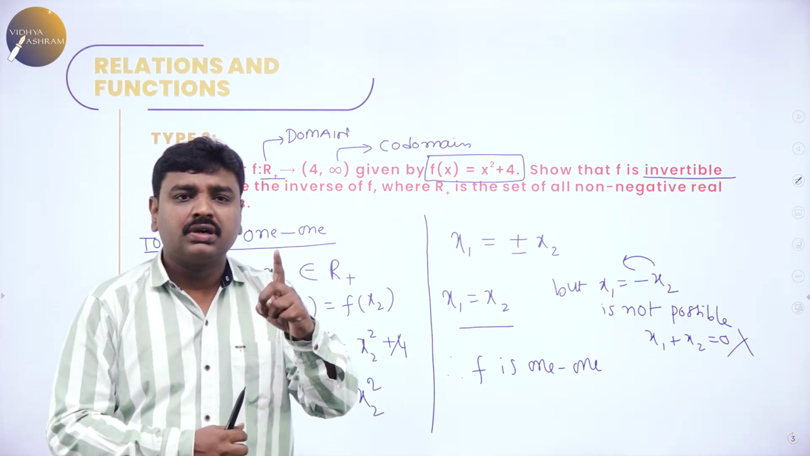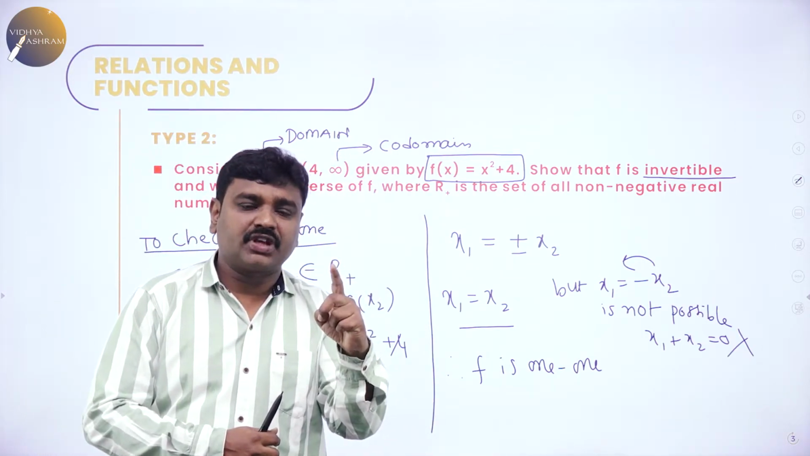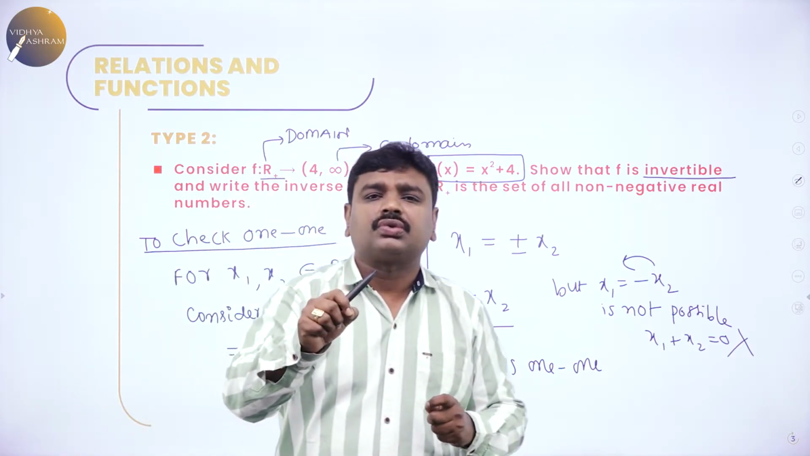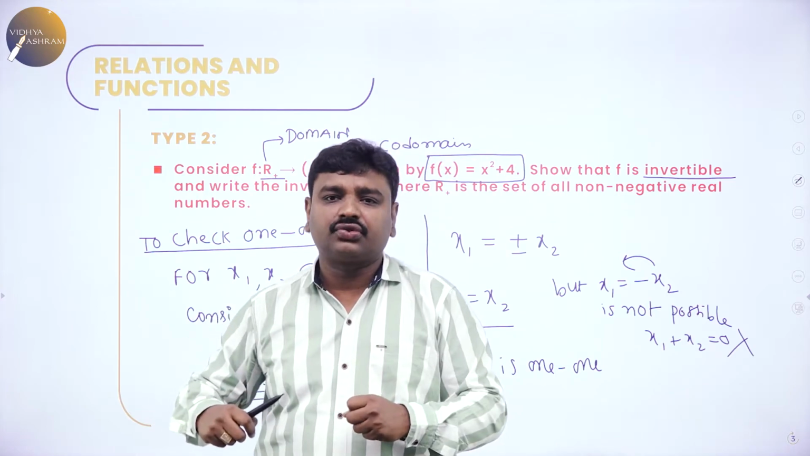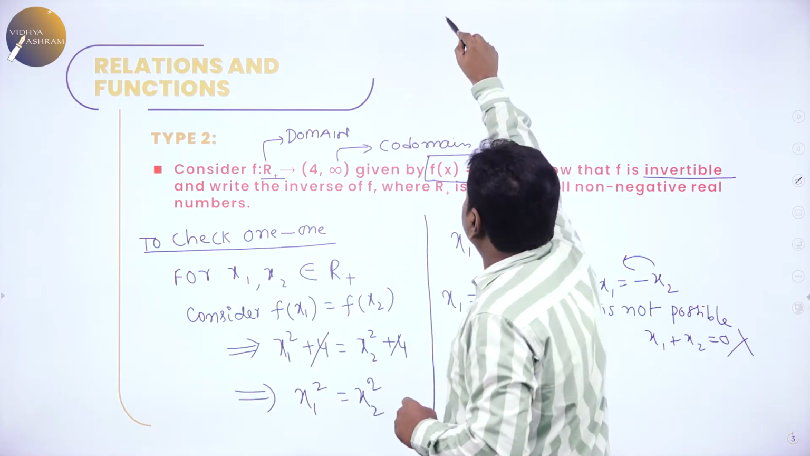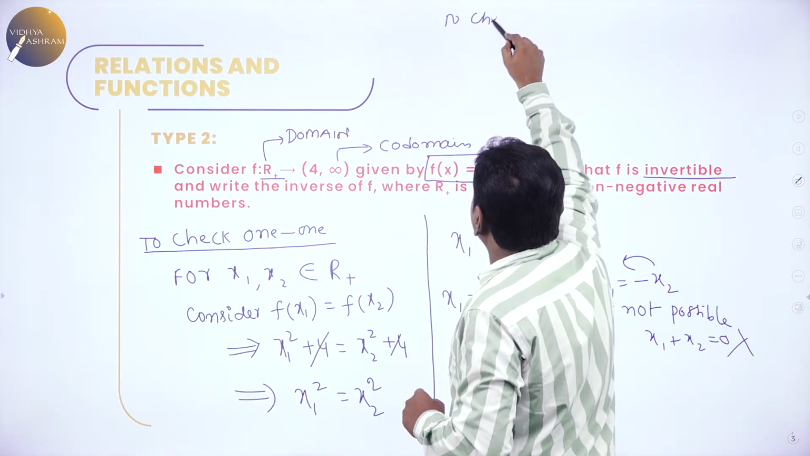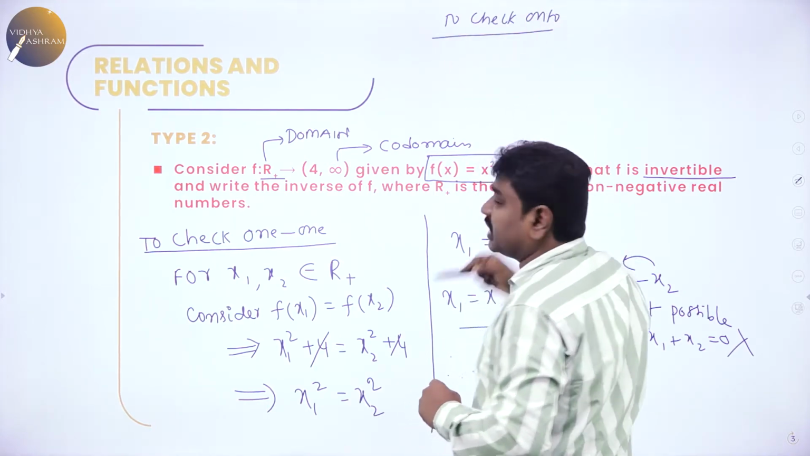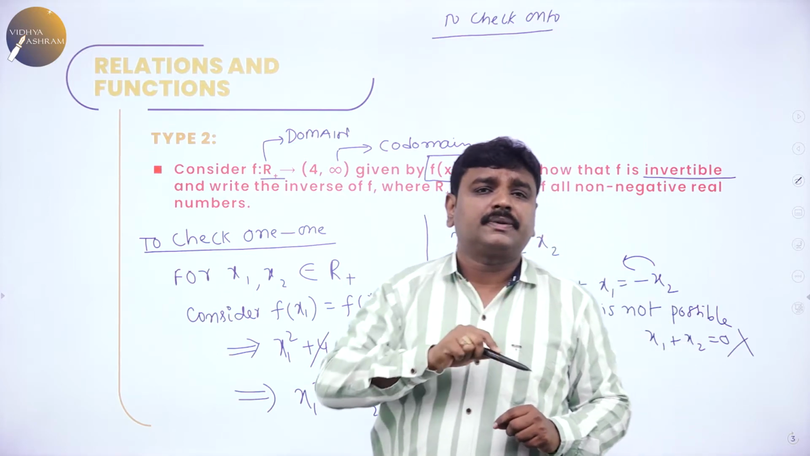How to prove 1-1? We should take two elements from the domain, x1, x2. Then we should assume f of x1 equal to f of x2. Then we should arrive at x1 equal to x2. We have done it. Second step. What is the second step? To check onto. Now I need to check whether the given problem is onto or not.